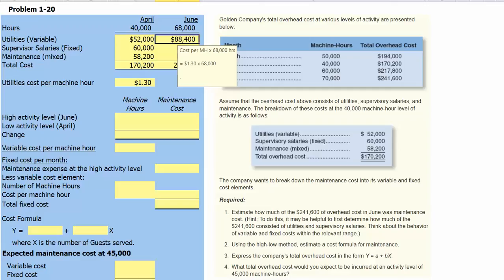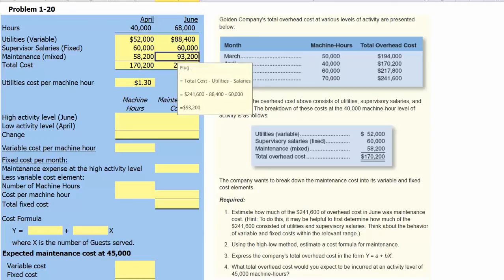Our supervisor salaries are fixed, so it's $60,000, which is the same amount as April. Finally, we can estimate our maintenance cost. We can do this because we can plug to it. We take our total cost, which was $241,600, and subtract off our $88,400 in utilities and $60,000 in salaries. So our maintenance cost for the month of June is $93,200. We'll now use that in the high-low method to estimate our cost formula for maintenance.